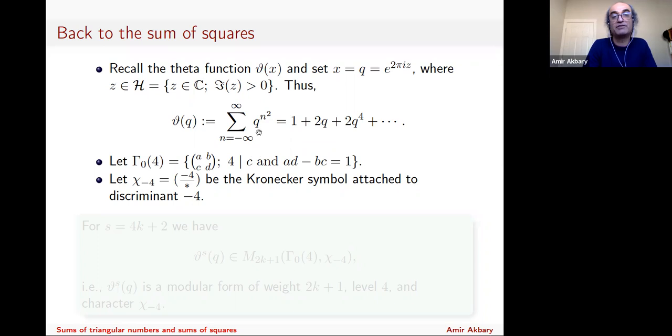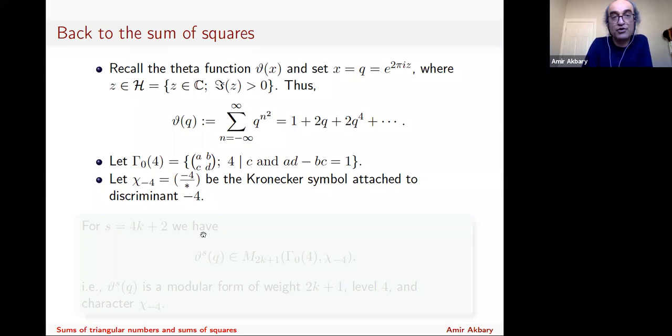Okay, so theta of q is going to have this expansion. It's going to be the sum of q to the power n squared. And let's consider this arithmetic group gamma naught 4. So these are 2 by 2 integer matrices with determinant equal to 1 and 4 divides c. And let's consider chi minus 4 to be the Kronecker symbol attached to discriminant minus 4.